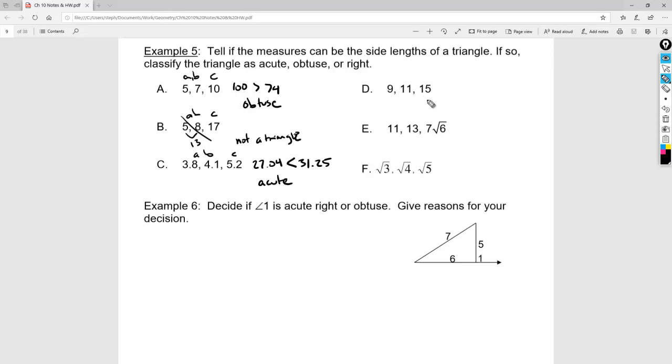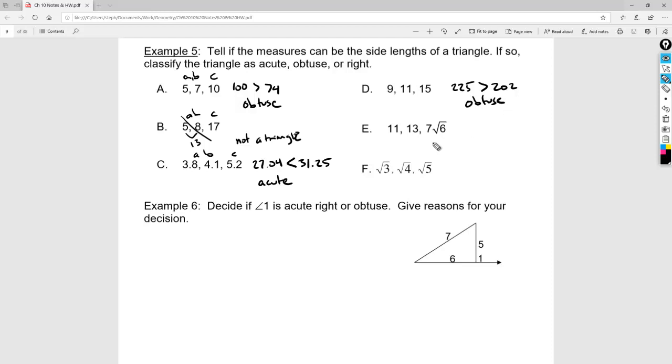Right, next I have 9, 11, 15. So 15 squared is 225. Okay, and I'm comparing this to 81 plus 121, so that's going to be 202. My c squared is larger, so this will be obtuse.